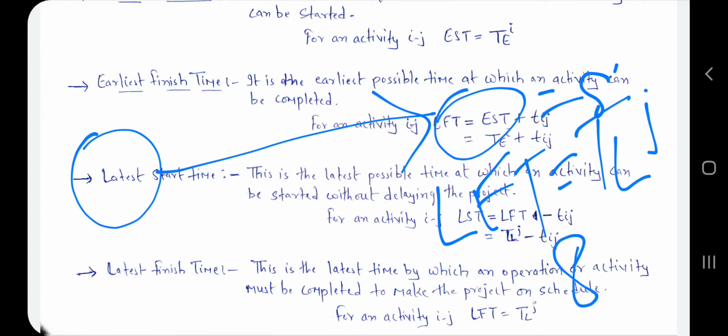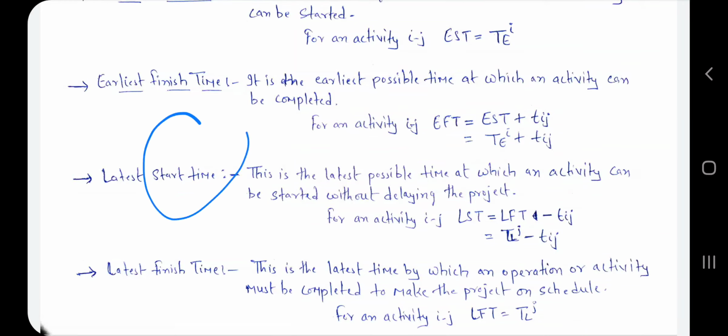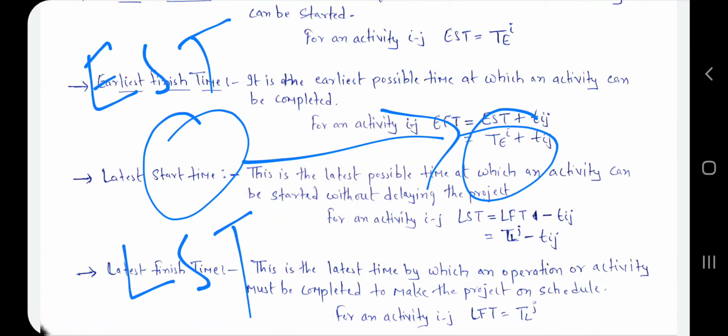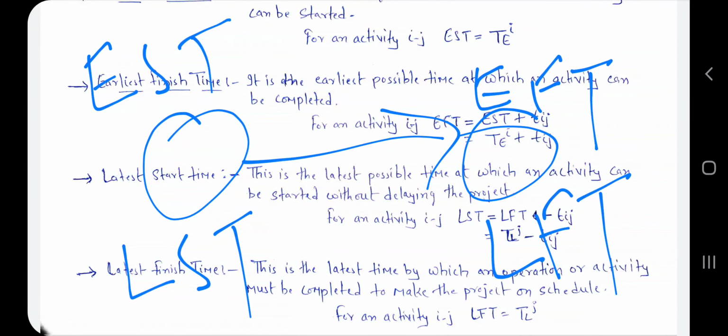You have to remember these formulas for finding the values of earliest start time, earliest finish time, latest start time and latest finish time. And you write these values in this manner for a particular event: EST, LST, EFT, LFT. In this manner you have to write the values.